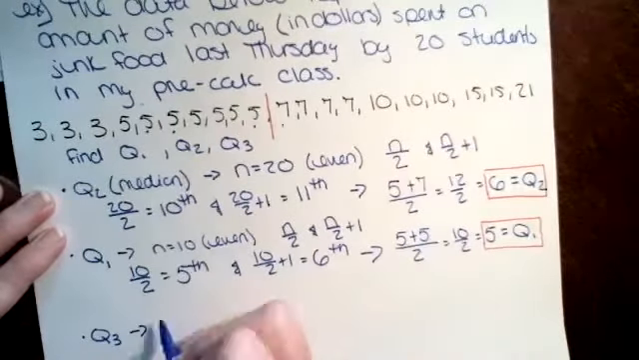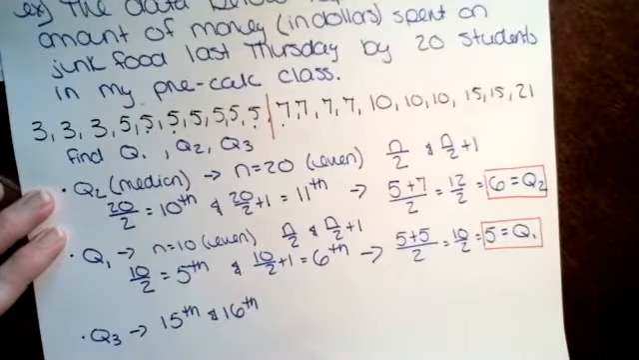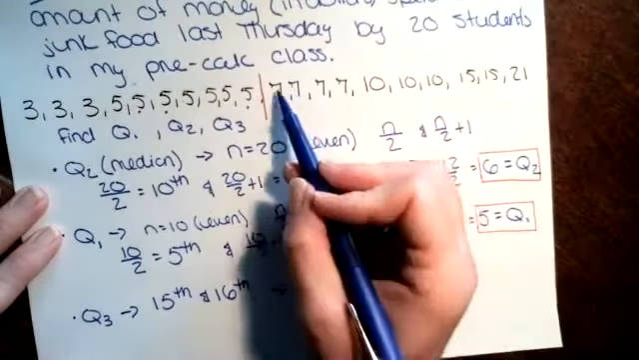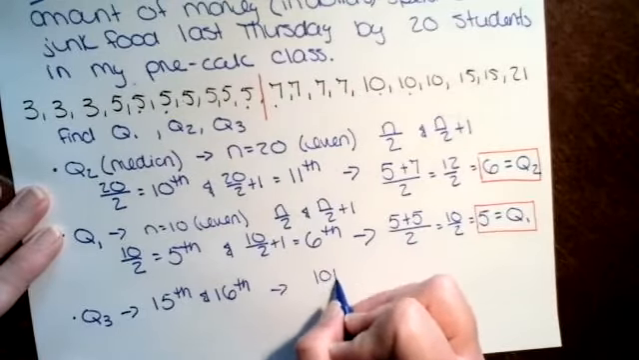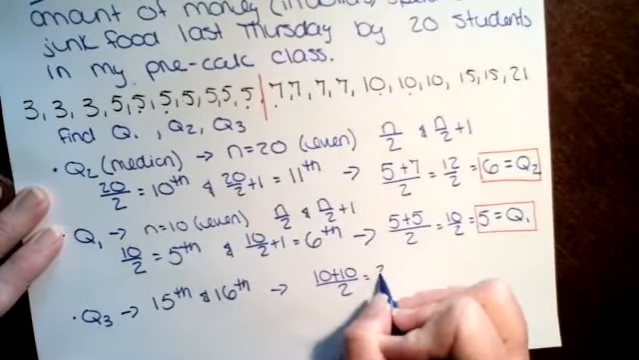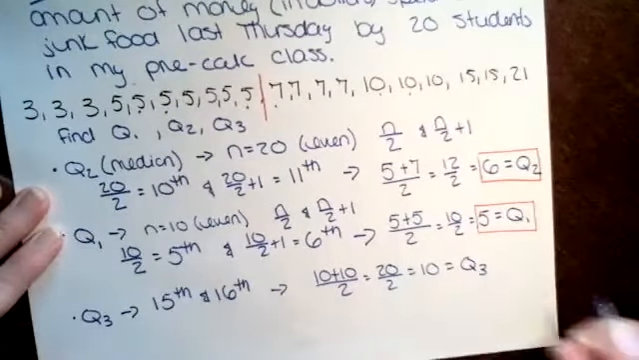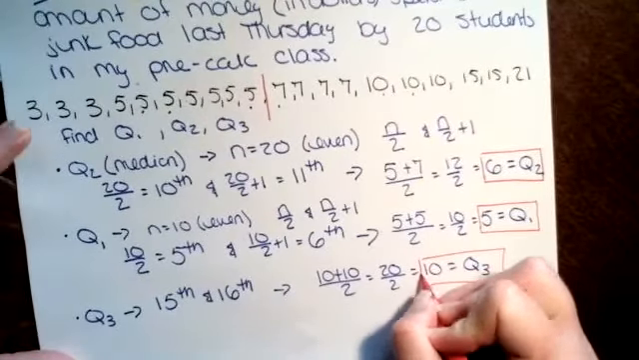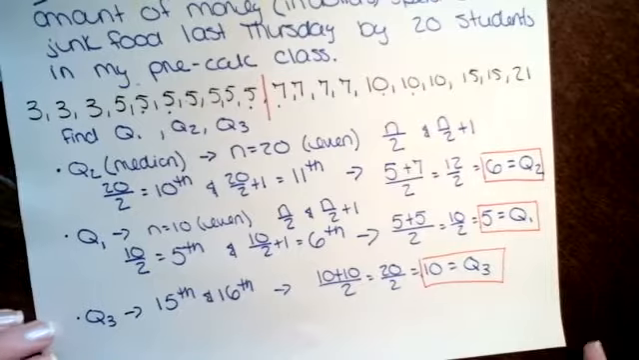I hope that makes sense to everyone, and that's a little easy way to do that. So 15th and 16th: when I look at that, it's 10 and 10. I'm going to average those, which of course is just 10, and that is my quartile 3. And here it is. So I found all 3 quartiles for this data set by just taking the median over and over again.